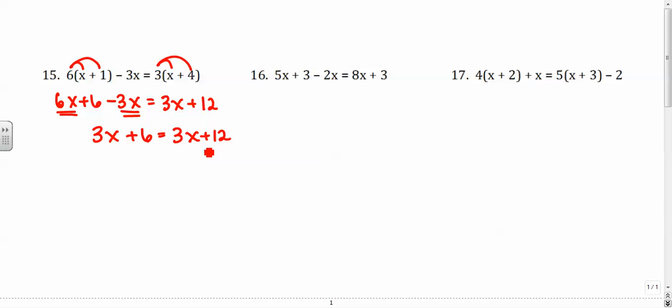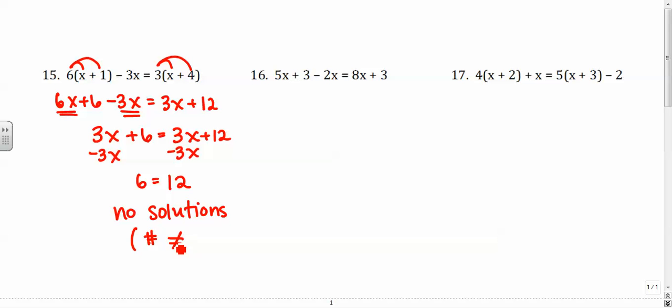Now I want to move all my x's on the same side. So I'm going to subtract 3x's from both sides. And you see what's left after I do that is all the variables go away, and all I have is 6 equals 12. Now, because we know 6 doesn't equal 12, then I know this equation is not possible, and there are no solutions to it. Okay, so no solutions happen when the number does not equal the other number. No variables are left, and all there are numbers, and they are not equal.